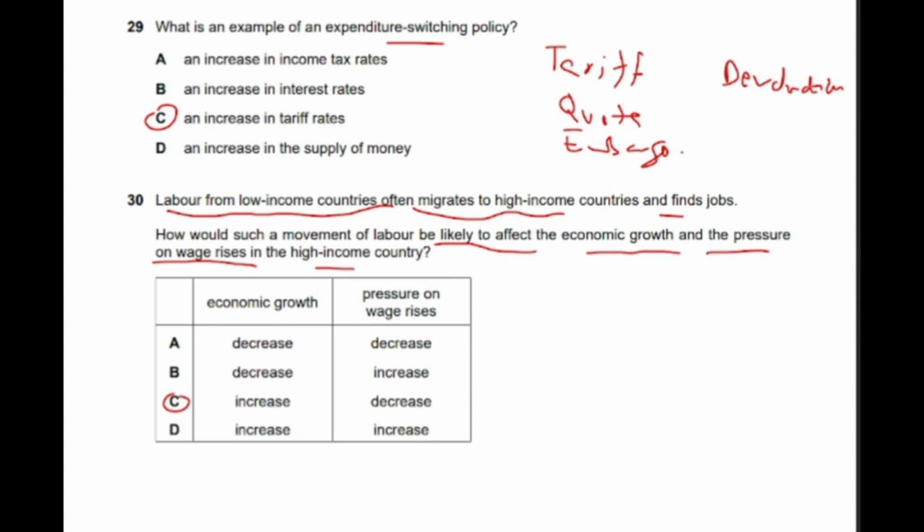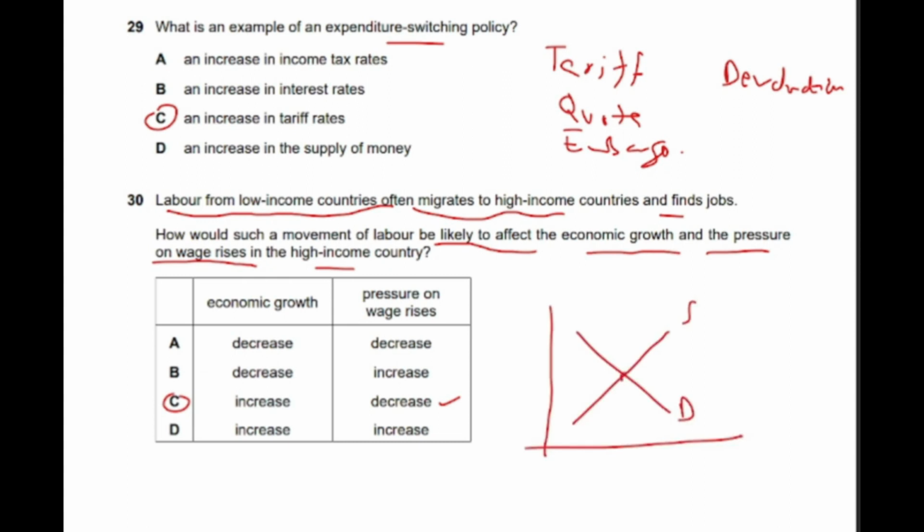Why does it happen? Economic growth will increase because people coming from low income countries will accept low wages and will work harder, and they will be able to add more to the total GDP of the country. So economic growth will rise when GDP rises. Pressure on wage rise will decrease because when supply increases in developed countries, then definitely their wages will fall.